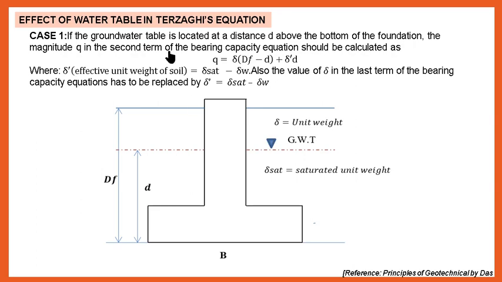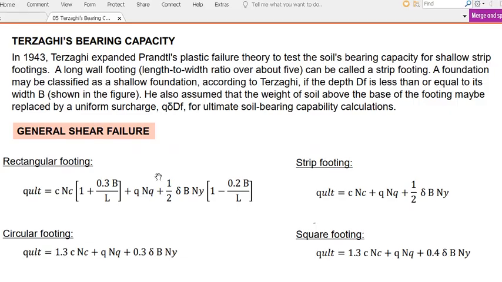So, in the second term. When we look at our equation here, for example, in this rectangular footing, this is our first term, and this is our second term. Okay? So, our Q here in the second term, because this is our first term, this is our second term, and this is our third term. Our Q here in the second term is equal to this value.